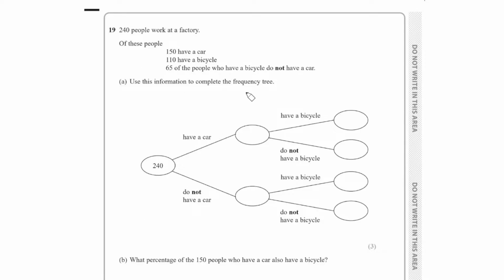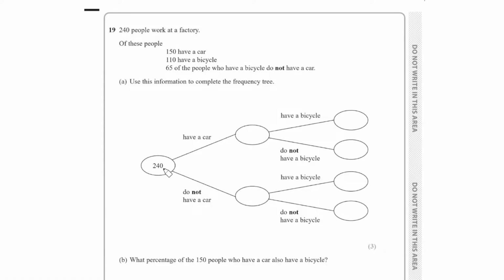So question 19, 240 people work at a factory. Of these people, we've been told that 150 have a car, 110 have a bicycle, and then 65 of the people who have a bicycle do not have a car. So do consider the fact that just because they have a car, they might also have a bicycle or vice versa. They could have both, they could have one of each or neither.